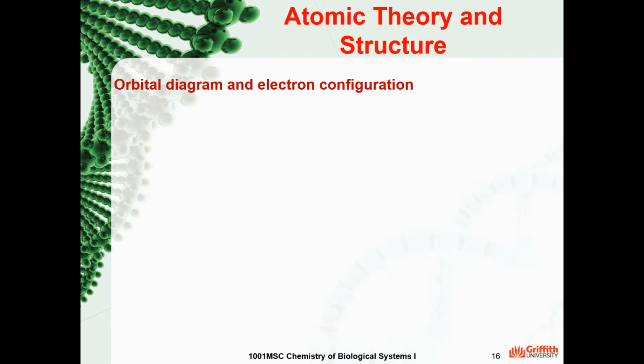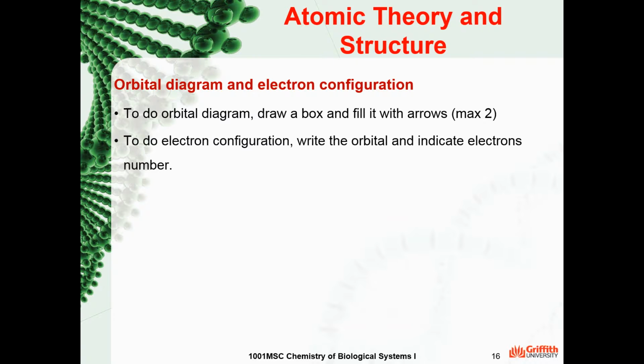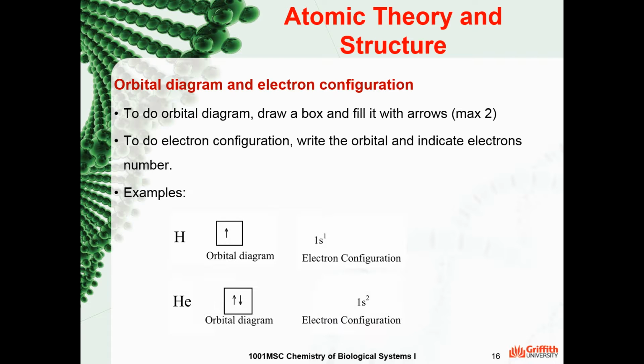To do the orbital diagram, we draw a box and fill it with a maximum of 2 arrows. In the electron configuration, we write the orbital and indicate the number of electrons. Let's look at some examples. Hydrogen has 1 electron, so it has an orbital diagram of 1 arrow and an electron configuration of 1s1. Helium has 2 electrons, so the orbital diagram has 2 arrows of opposite spin and an electron configuration of 1s2.